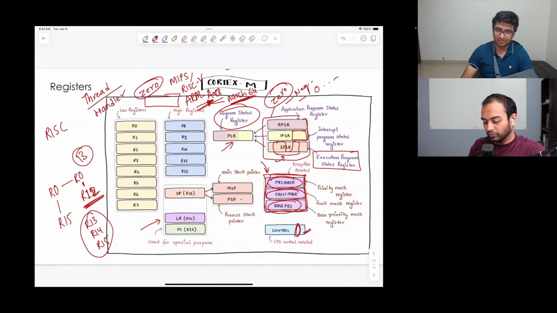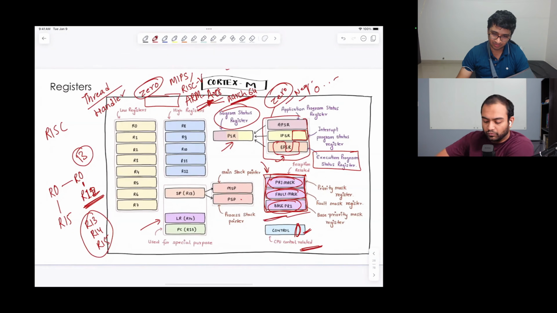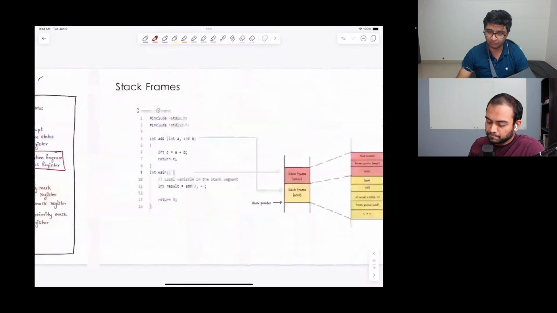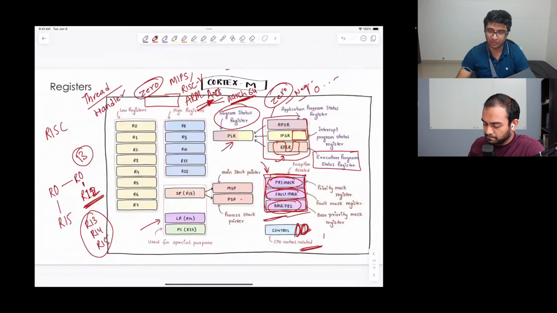Okay, perfect. And then you talked about these. Speak to what the control register does. I think it only has two bits. We don't need to go into much detail. We already looked into one of the use cases of the control register, which controls which stack pointer the SP, R13, points to, whether it is MSP or PSP.